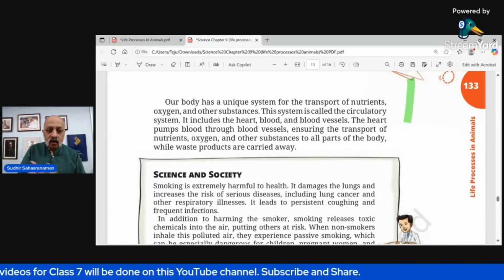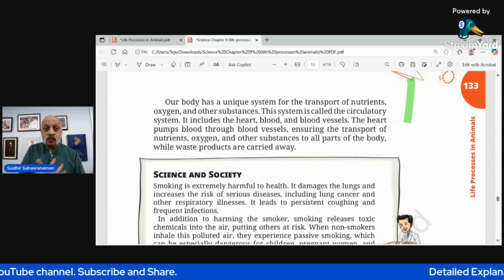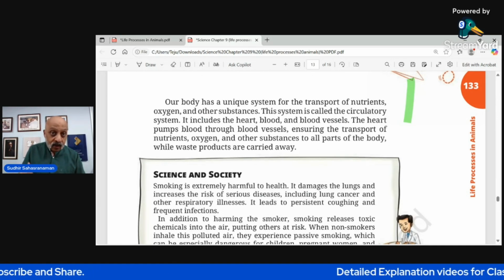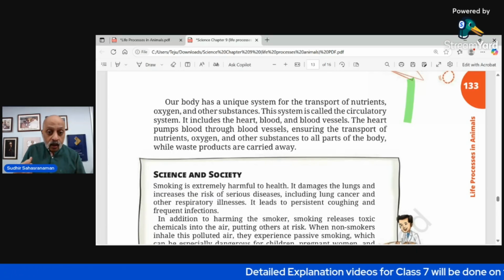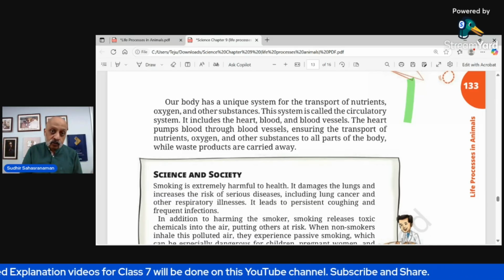It includes the heart, the blood vessels, the arteries, and the veins. The heart pumps blood through the blood vessels. It goes into the heart also. The heart pumps blood, ensuring the transport of nutrients, oxygen, and other substances to various parts of the body.